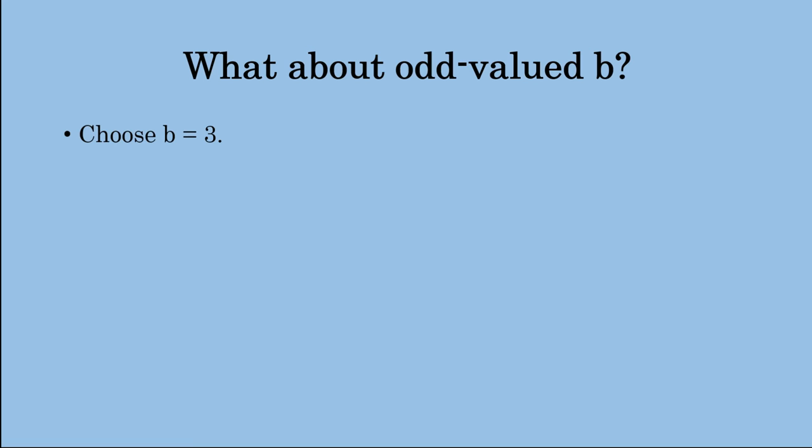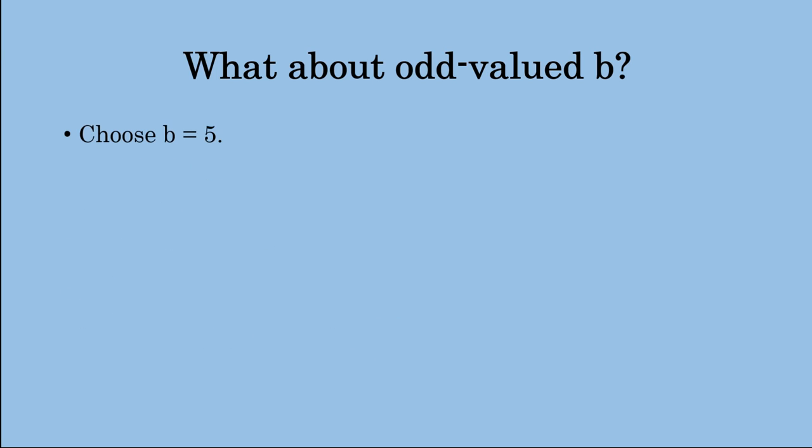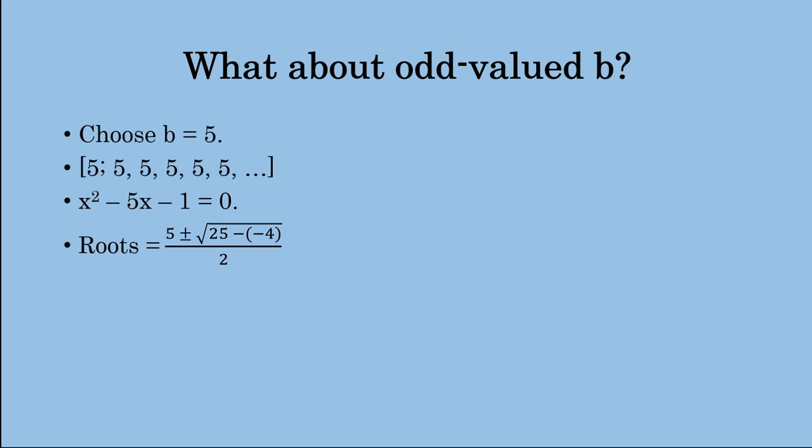Well, let's choose b equals 3, for instance. Then this is our continued fraction expansion, 3, comma 3, comma 3, comma 3, comma 3, and our associated polynomial, x squared minus 3x minus 1. So we can calculate the roots, and they end up as 3 halves plus the square root of 13 over 2. It's a little bit more messy, at least in my opinion, but still interesting. We can apply very similar methods to end up with an approximation for the square root of 13, or at least the square root of 13 over 2. And we can choose b equals 5, and the roots end up as 5 halves plus the square root of 29 over 2.